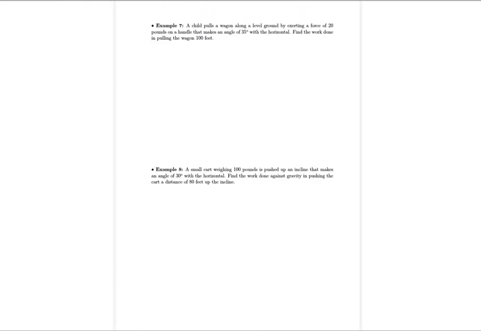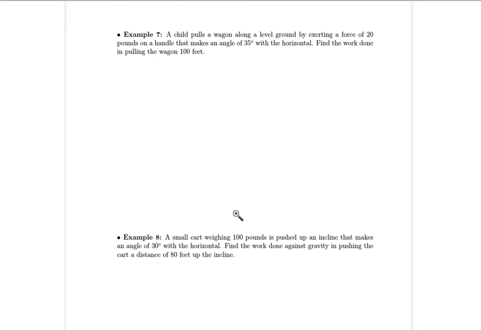So let's take a look at a couple examples here. Example 7 says a child pulls a wagon on level ground by exerting a force of 20 pounds on a handle that makes an angle of 35 degrees with the horizontal. Find the work done in pulling the wagon 100 feet. Okay, so we know that work is going to be the force vector times the distance vector.